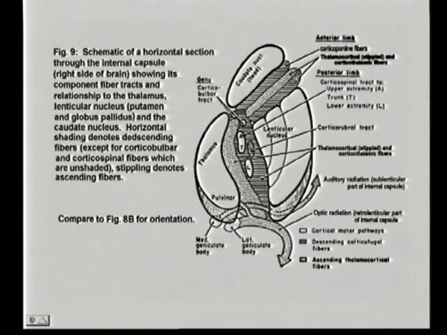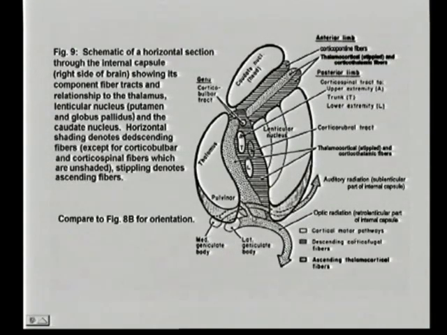Internal capsule, I can't tell you how important this is. This is a horizontal view, you've got to know this. We already talked about the medial geniculate and the sublenticular limb. Here's the optic radiations, or retrolenticular. Remember, here's the lenticular nucleus. So it's retro behind it, sub underneath it.